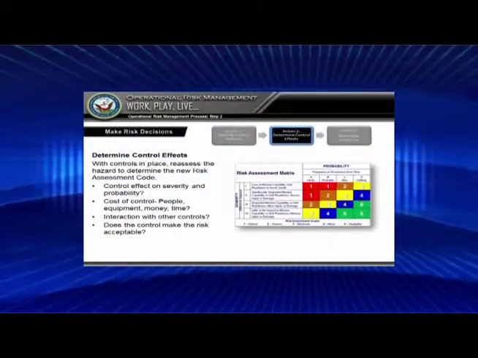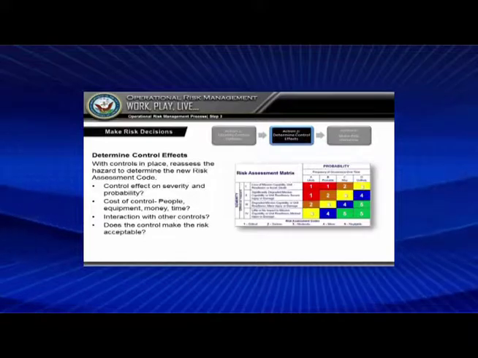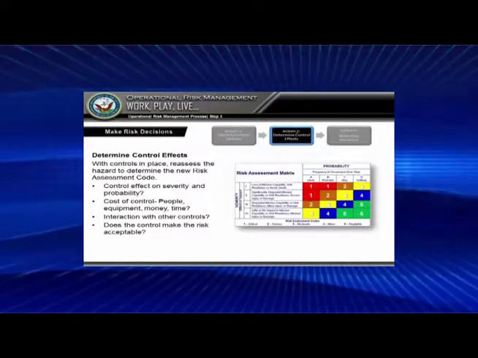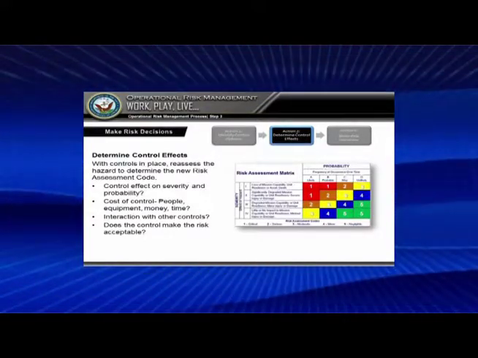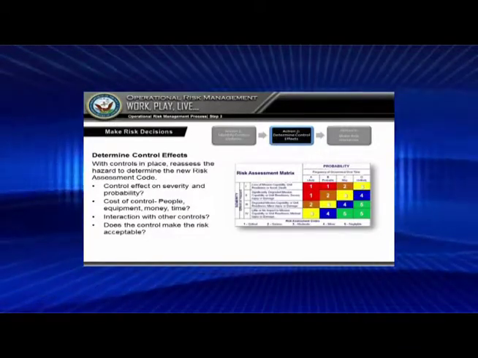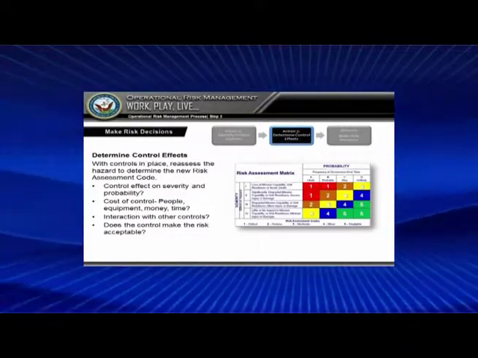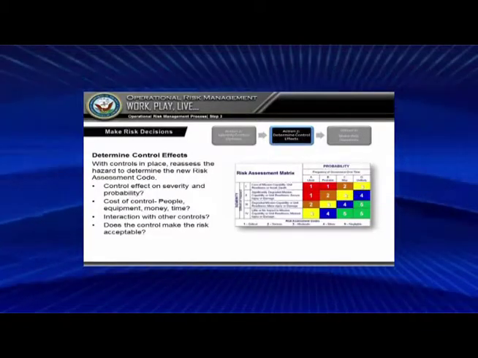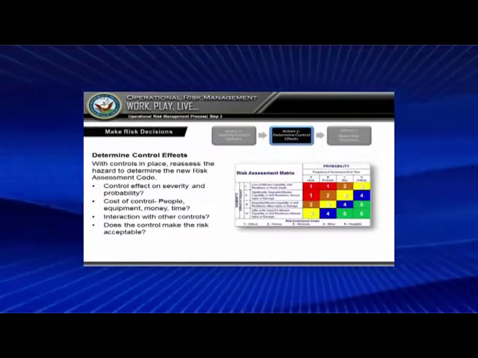We're going to determine those control effects. How does that control we put in place affect severity and probability? Yes, it can affect both. A lot of people think it can only do severity, but it can possibly change the probability depending on what control you put in place.